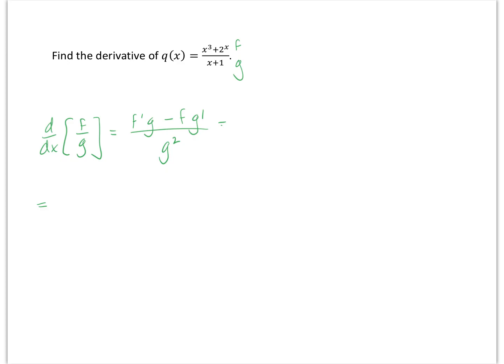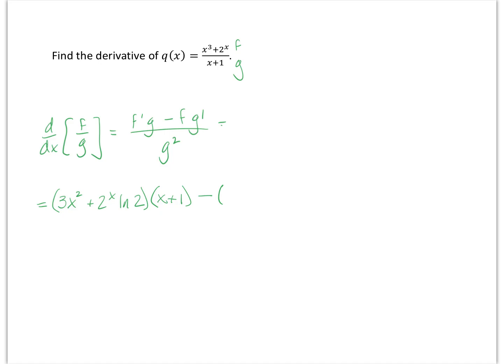Okay, so f prime, that's the derivative of the numerator. That's going to be 3x squared plus 2 to the x times the ln of 2. That's my f prime. Okay. And I have to multiply that times g. So I'm going to put parentheses around the whole thing, and g is x plus 1. Then minus f times g prime.